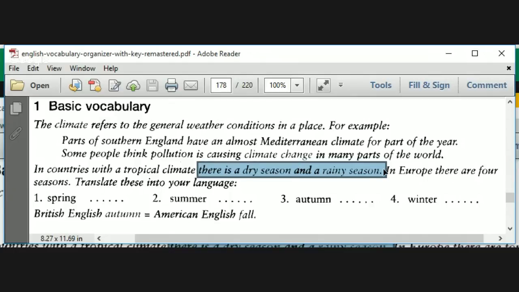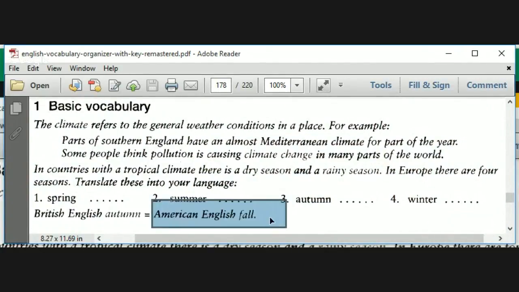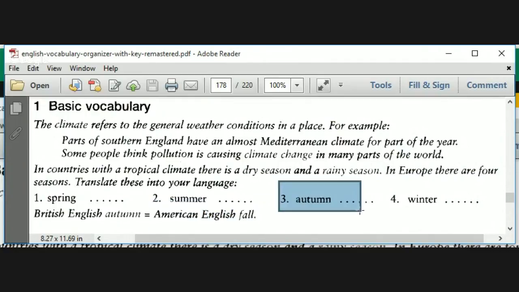As opposed to North America or Europe or down in Argentina, where there are 4 distinct seasons: spring, summer, autumn, winter. Americans tend to call autumn fall, but in reality, you can hear either one. In America, fall or autumn, both are used, actually, fairly interchangeably.